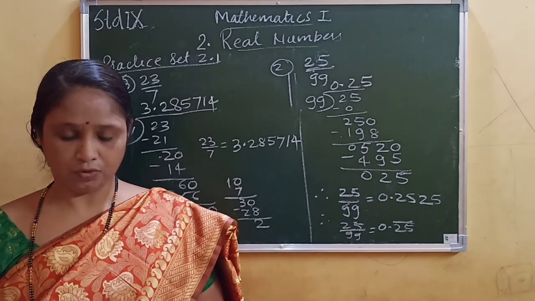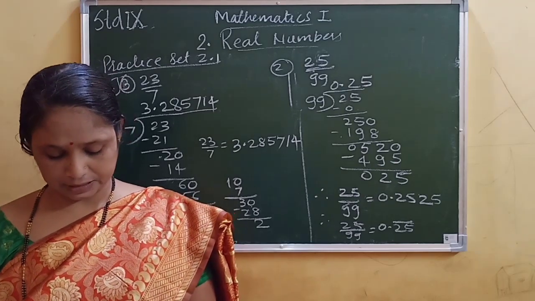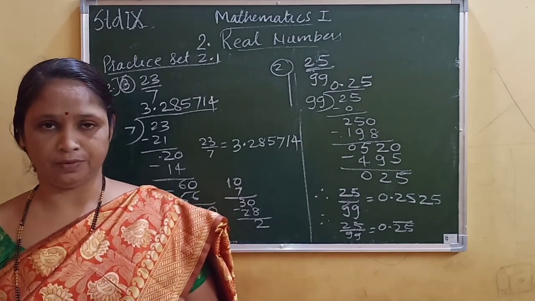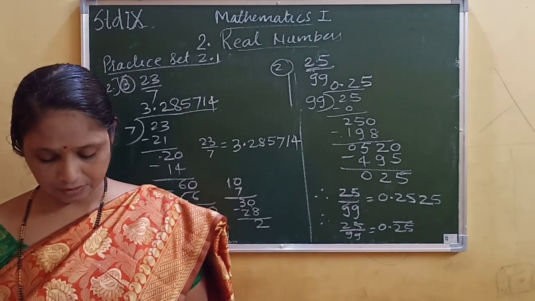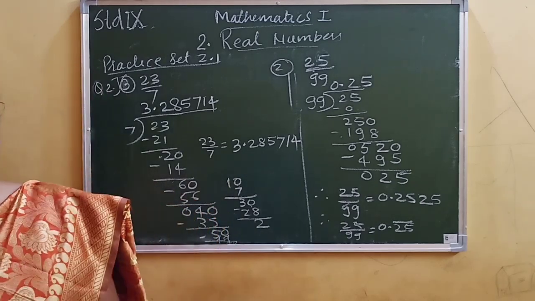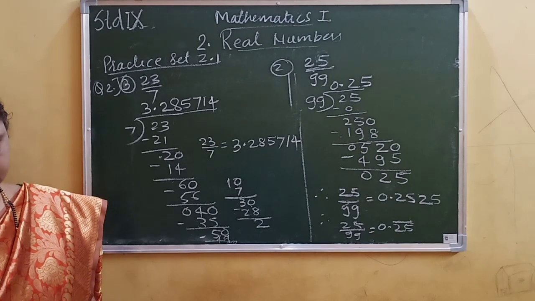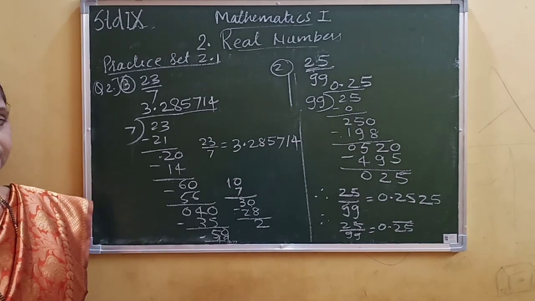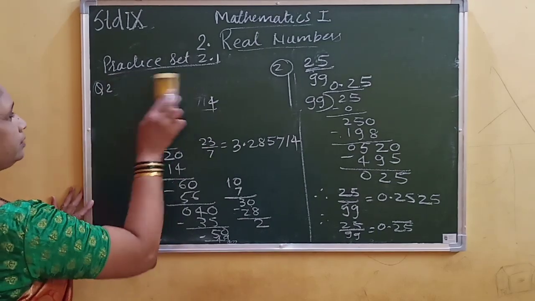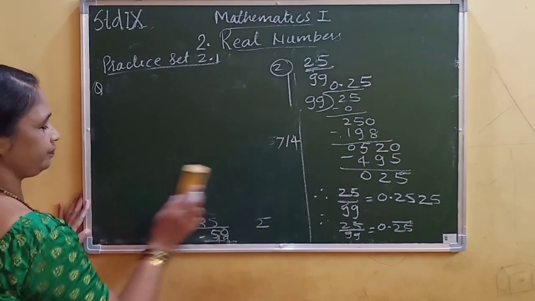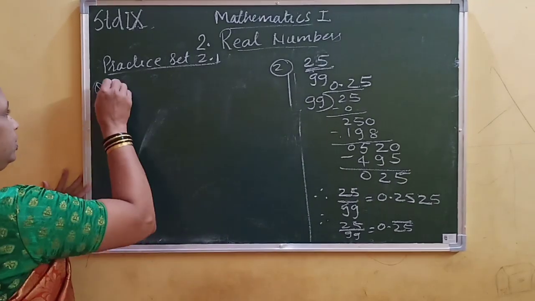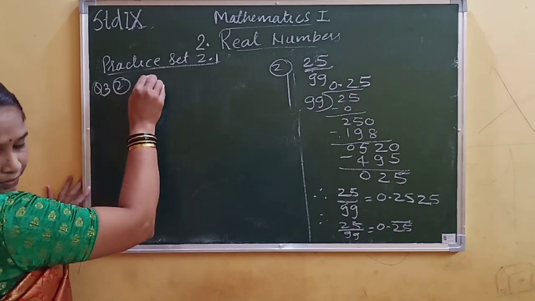Now 2 examples you have to solve. And third type C: write the following rational numbers in P upon Q form. Earlier 2 examples I have taken. Now I will take the second one, because the first type I have shown 3, and 2 I did not show, so that I will show. Now next is question number 3, second example.